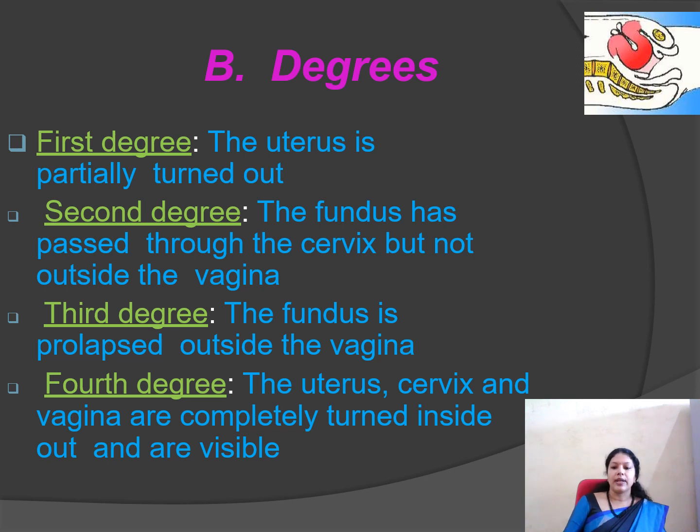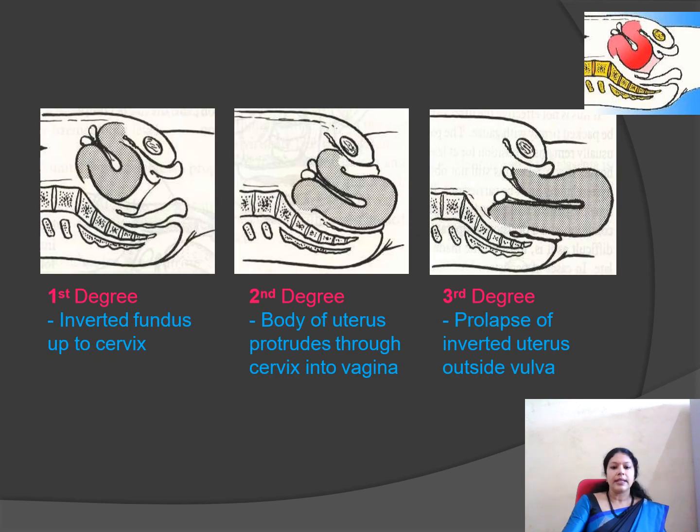Now let us see the classification on the basis of the timing. Here you can see the picture of the first degree. Here it has just turned inside out, but it has not reached up to the level of the cervix. Sometimes it may reach up to the level of the cervix, but it won't enter into the cervix. And here the second degree, you just see it has passed through the cervix and it has reached into the vagina. And third degree, here you just see the complete, this portion is the uterine fundus. It has come out. In the vulva, it is visible. This is the third degree.